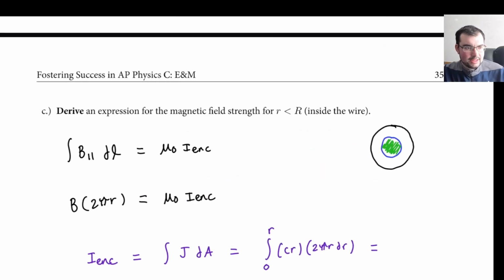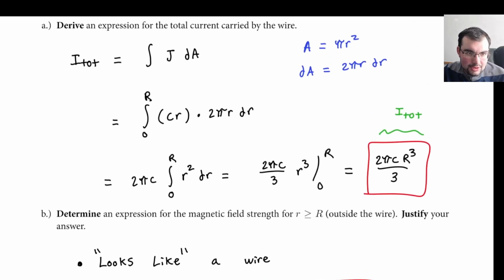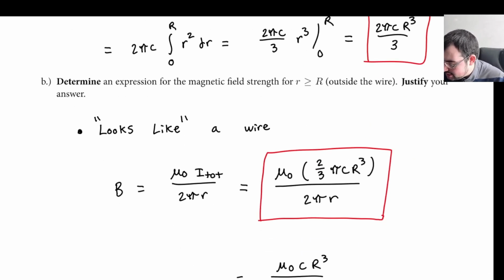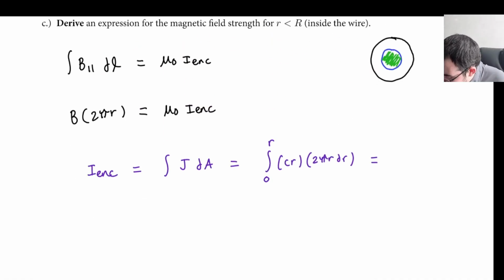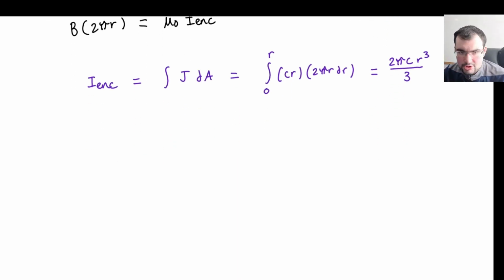So notice I can save myself some work. I already figured out what it is outside the wire. So all I'm doing is replacing this big R with a little r. That was my only cosmetic change, right? All the integration is the same, all the physics is the same. So I just need 2 pi c little r cubed divided by 3. And that's just how it worked with Gauss last time as well.